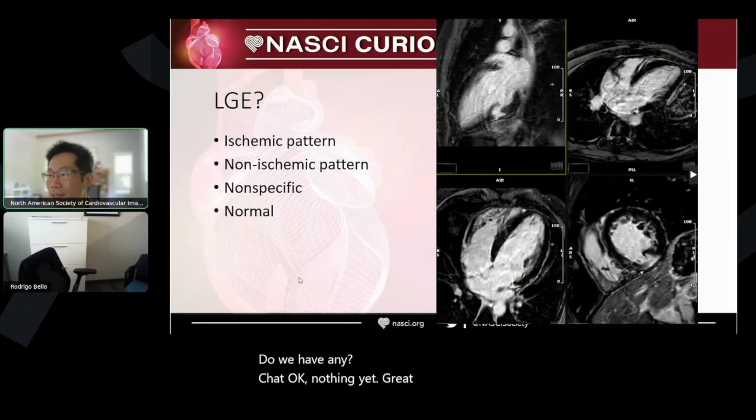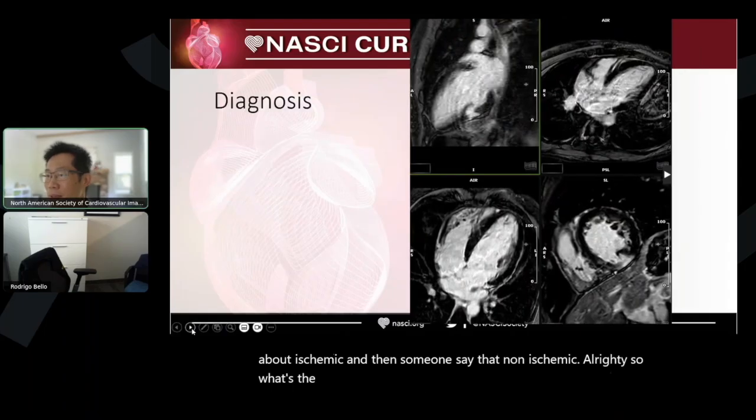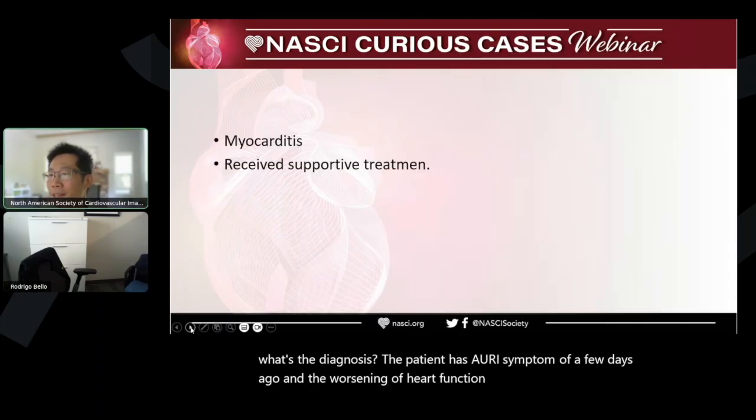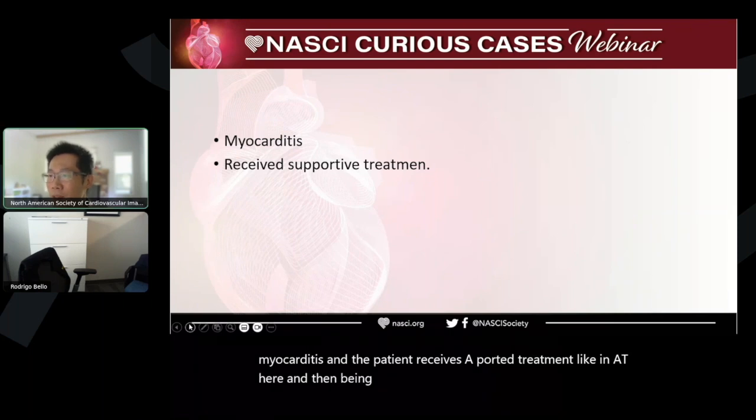But I heard somebody talking about ischemic, and then someone said non-ischemic. Alrighty. So what's the diagnosis? The patient had a URI symptom a few days ago and then worsening of heart function. So this turned out to be a myocarditis, and the patient received supportive treatment and then was discharged smoothly following the treatment.